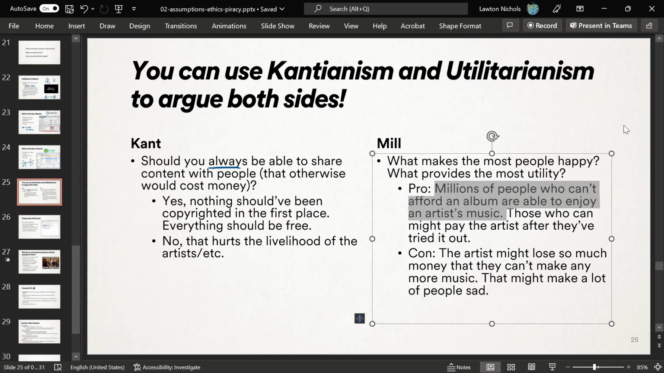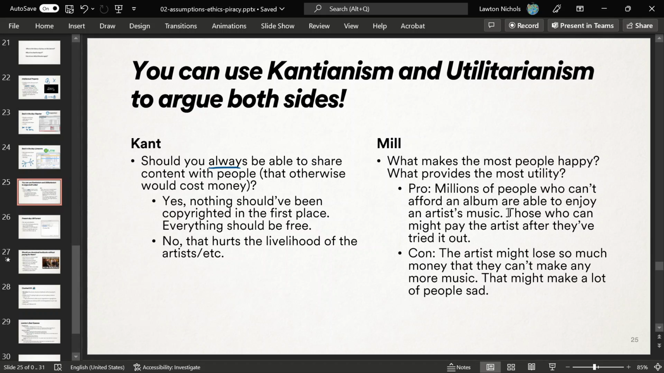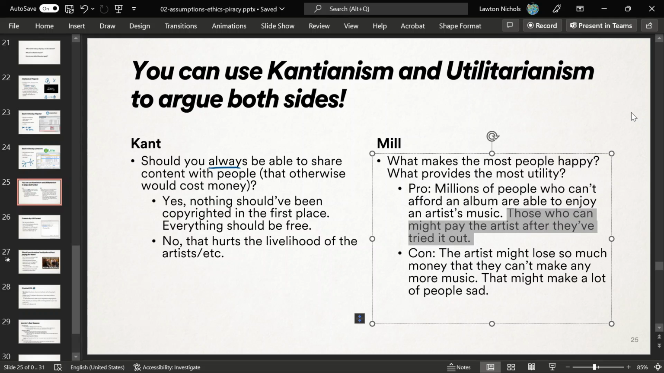Millions of people who can't buy this album or pay for a Spotify account are suddenly able to enjoy this artist's music. And a million people is a lot more than this one artist. So it's definitely better to have piracy. And even so, maybe those who can pay later, once they get a job or something, might end up paying the artist after they've tried out listening to their music. Maybe stealing the music is the only way that they would have ever found this artist, because they didn't know if they would like them yet.